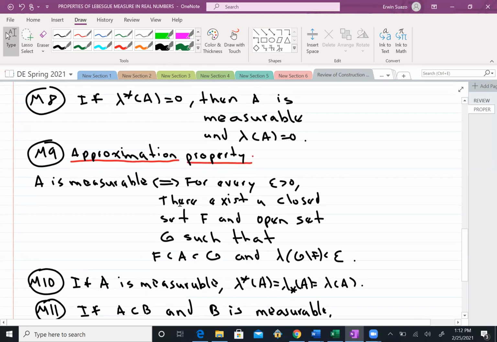So the approximation property, that's what we are going to use for homework 3. It says that A is measurable if for every epsilon there exists a closed set F and an open set G such that F is contained in A, which is contained in G, and the Lebesgue measure of G minus F is less than epsilon. Okay. So we use that in homework number 3.